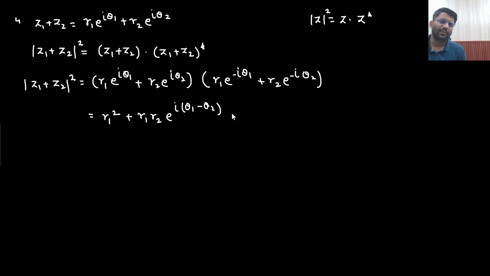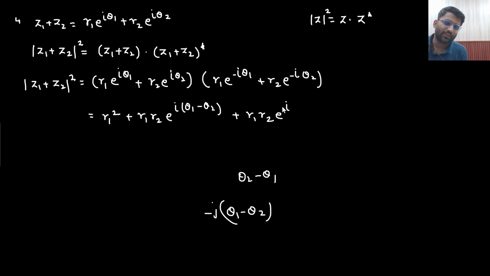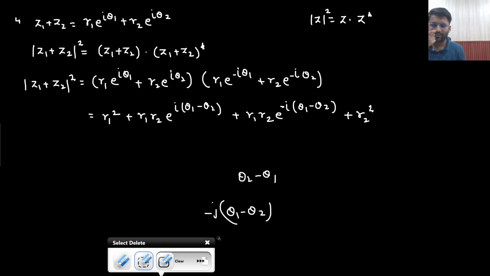So yes or no. Plus this guy multiplied with this guy. What will you get? R1 into R2 e to the power iota theta 2 minus theta 1. So I can take a negative sign outside. What am I getting? Theta 2 minus theta 1, so I can take a negative sign outside, and I get theta 1 minus theta 2 with the negative sign. So I am taking the negative sign outside: theta 1 minus theta 2. Plus R2 e to the power iota theta 2 times R2 e to the power minus iota theta 2, so this will become R2 square.